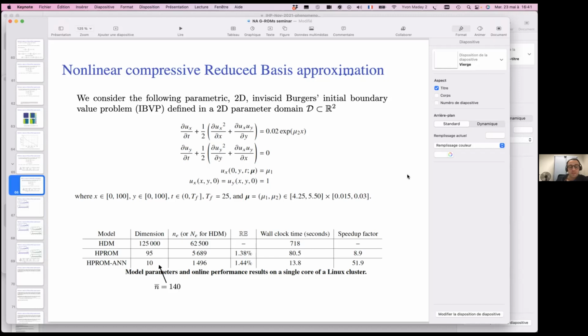Very nice talk. I have one curiosity. On this slide, if I understand correctly, this is a parametric case. So you're not trying to reproduce the result for the same value of mu1, mu2? No, we are obtaining it for different values of mu1 and mu2. Okay. And my question is, did you try, or do you envision trying, to feed the neural network also with the value of the parameter?